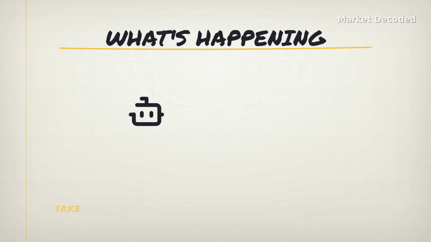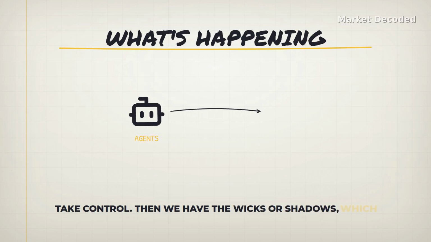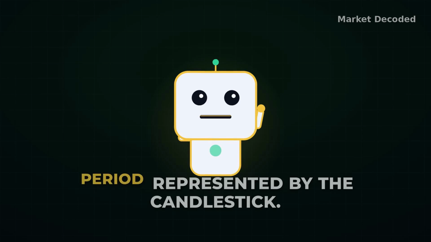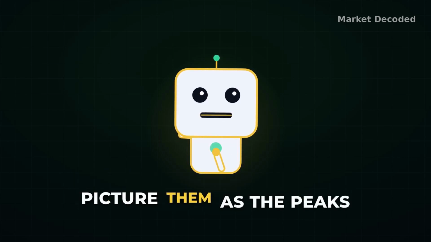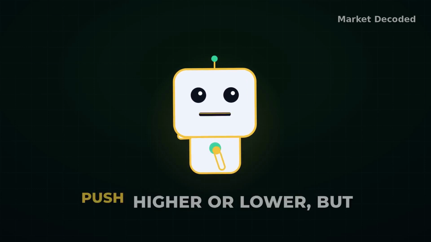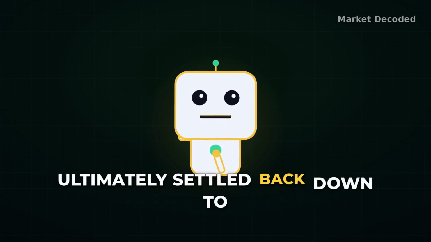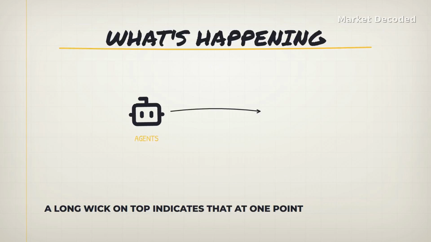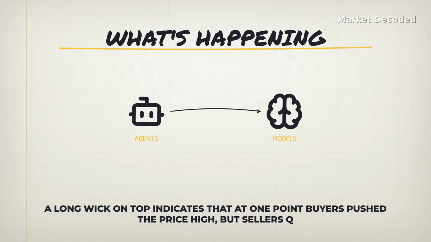Then we have the wicks, or shadows, which extend above and below the body. These wicks reveal the highest and lowest prices reached during the time period represented by the candlestick. Picture them as the peaks and valleys of the race, where the price tried to push higher or lower, but ultimately settled back down to the finish line. A long wick on top indicates that at one point, buyers pushed the price high, but sellers quickly stepped in. A long wick below signals the opposite.